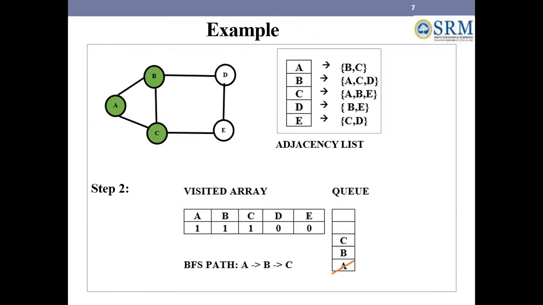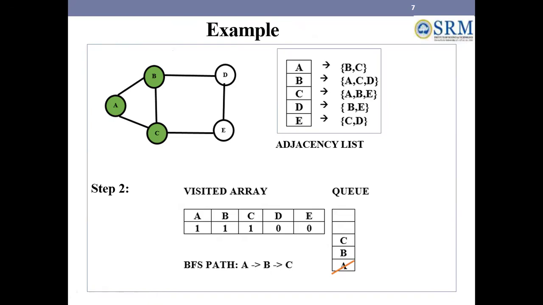Now take B. Find the adjacency nodes of B. Check the adjacency list. Adjacency nodes of B are A, C, D. So A is already visited. Already the value is 1. Omit the node A. And C, an adjacency node of B, visit the node C. And next node D, an adjacency node of B.